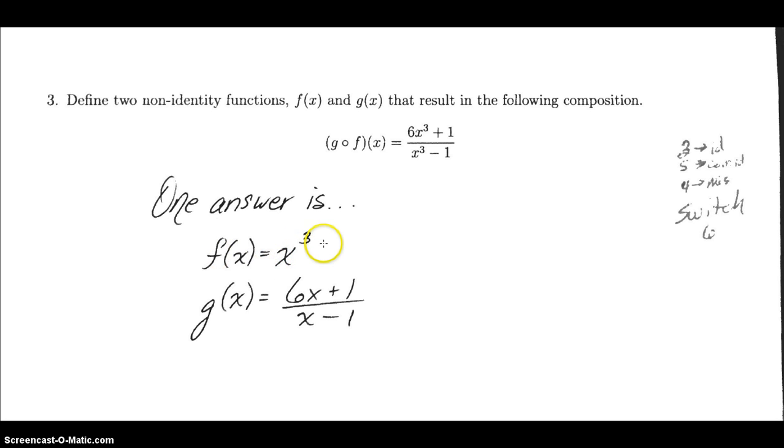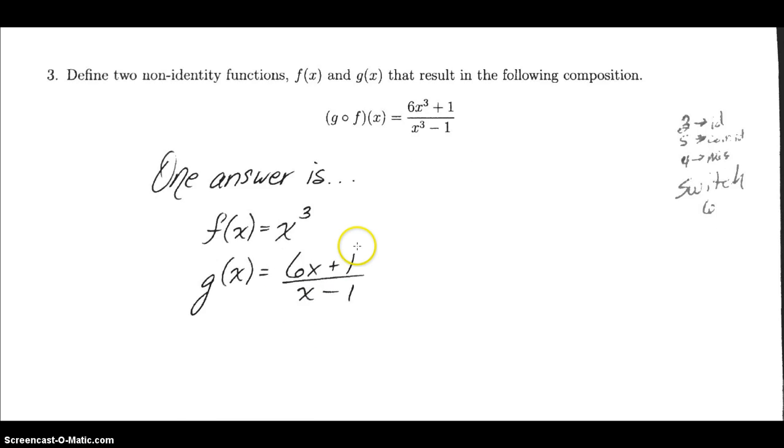So f of x here, and perhaps the easiest way would be to just let f of x equal x cubed, and then g of x equal 6x plus 1 over x minus 1. Notice that you do have to have those x's there. If you just have 6 plus 1 over negative 1, that's just negative 6. That's a constant horizontal line. But here, when we plug our f of x into our g, we plug in x cubed every time we see an x, and we'll get exactly what we wanted to get.